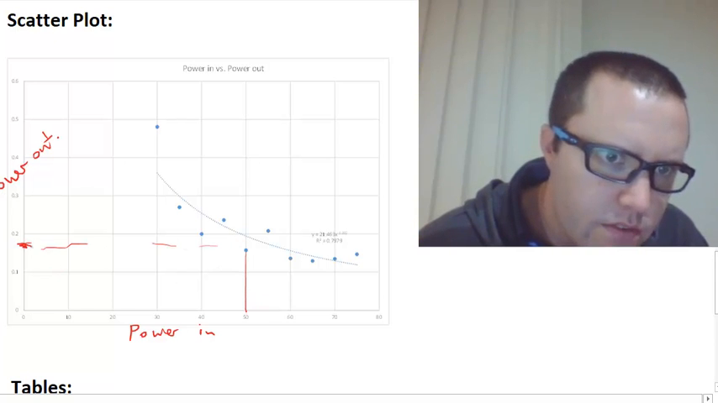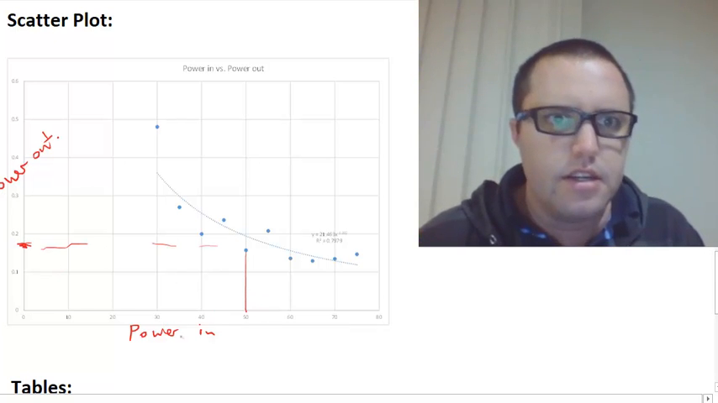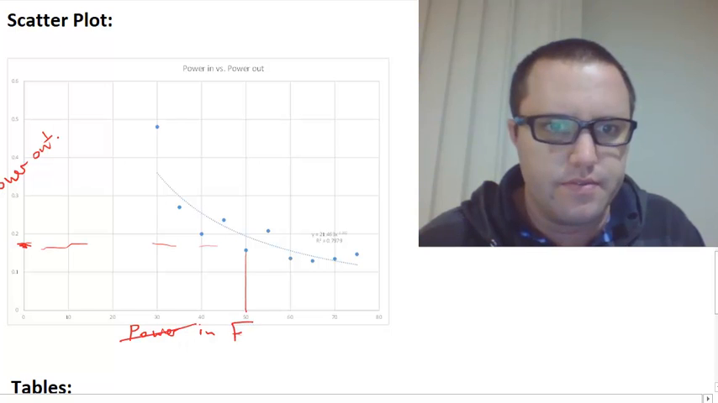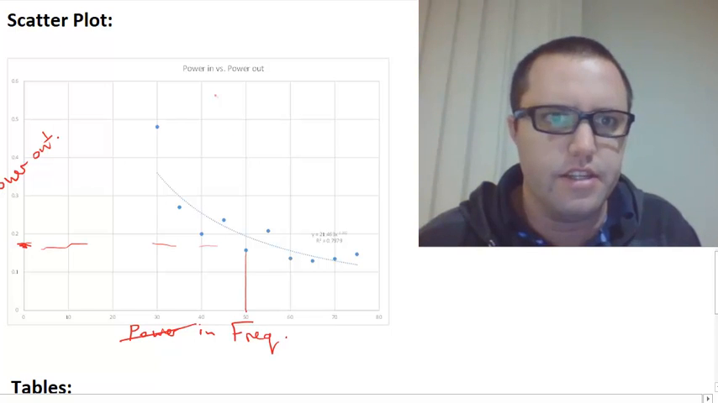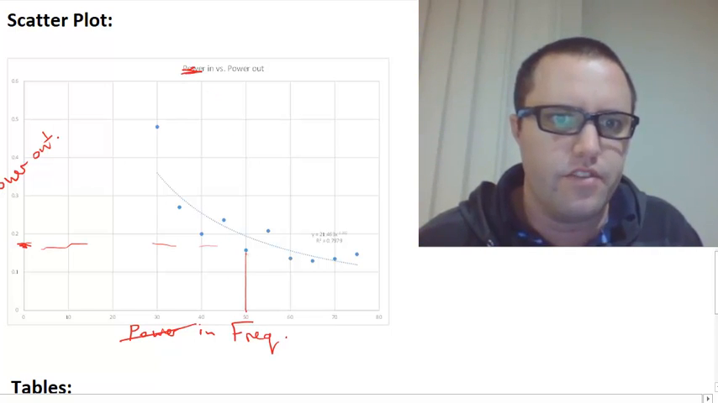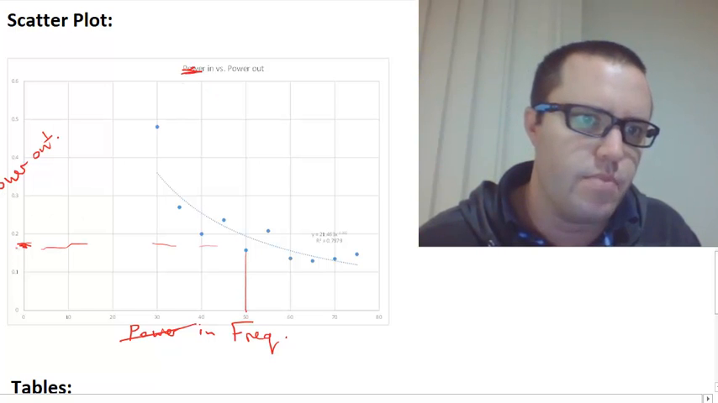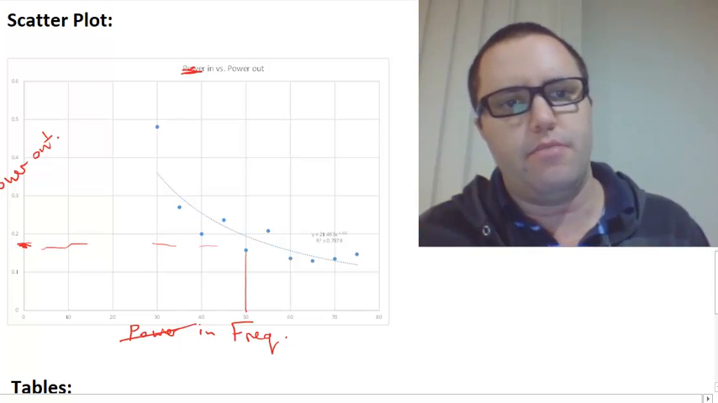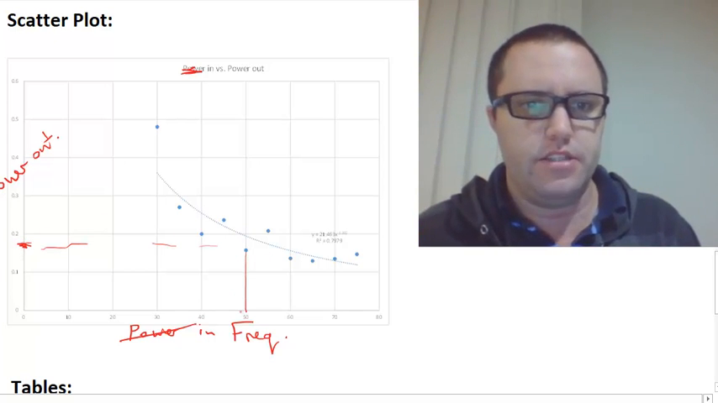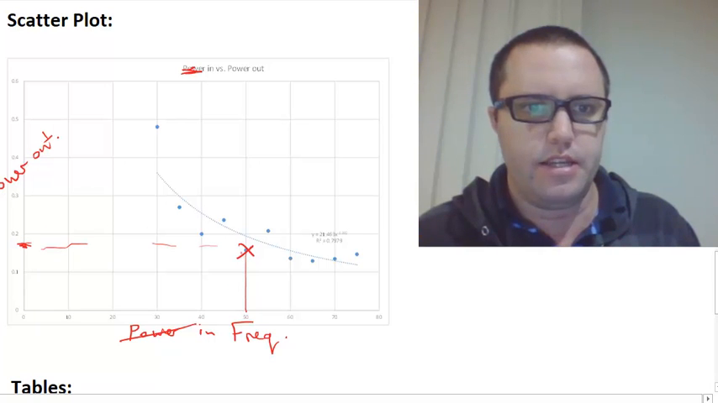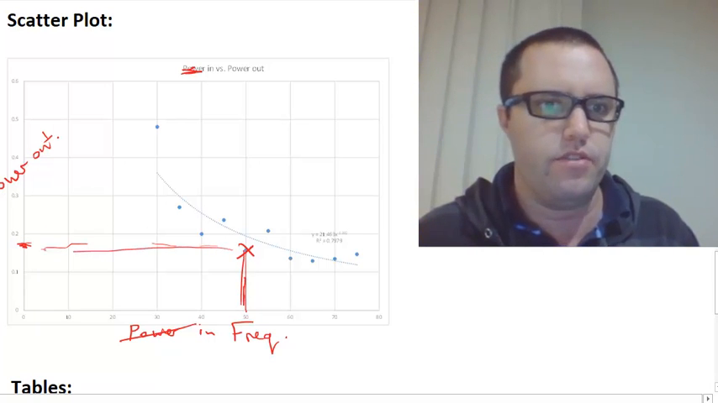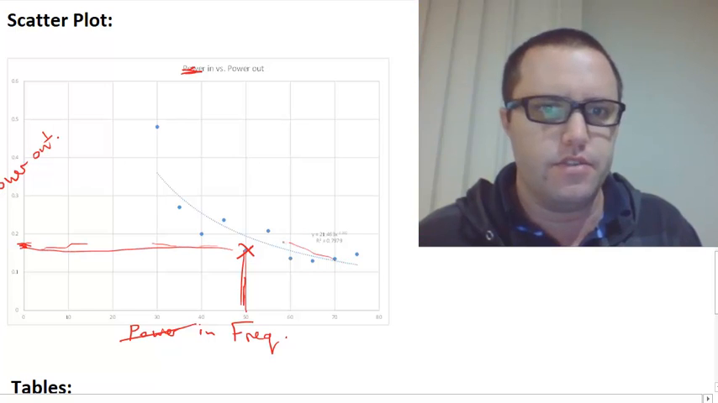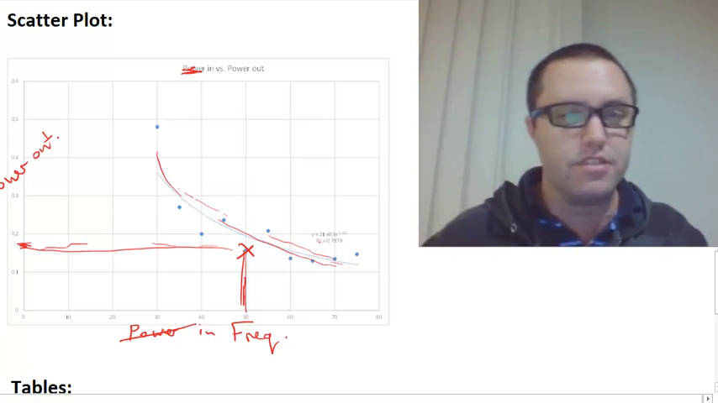At 50 hertz, sorry, this is hertz, this is frequency. Frequency in. At 50 hertz, we're getting about 0.18 watts in power. Okay, and so that's how you read these. You look for your data point, and this shows what values it corresponds to. Okay, sometimes you can do a little line like we've got here to give you an idea of how things are working in it.